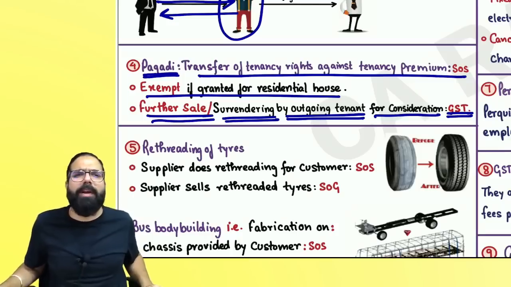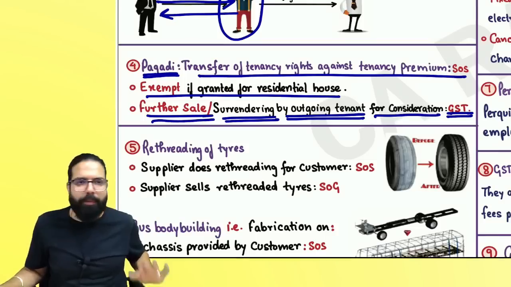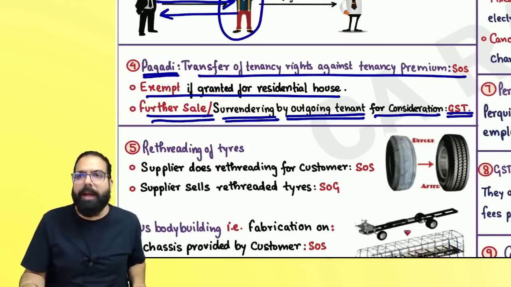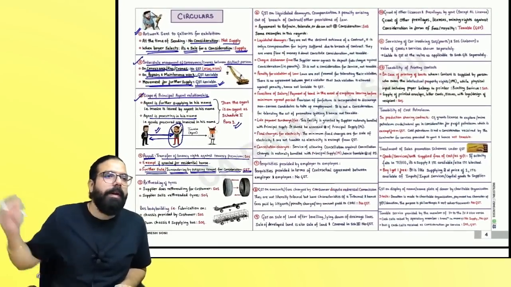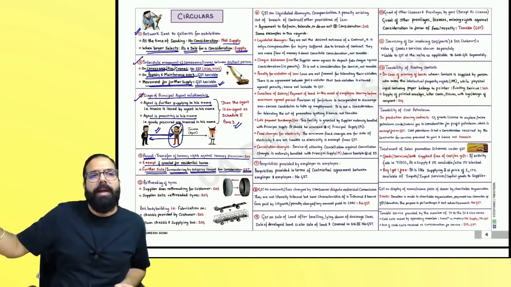Monthly rents are always exempt if it is for residential property. Commercial property ka case mein there is no exemption, always taxable. Are we clear, everyone? Can I go ahead? Always remember, giving of tenancy right against tenancy premium, which is the Pagdi amount, it is always exempted. No, it's a supply of service. If it is for residential property, it is always exempted.